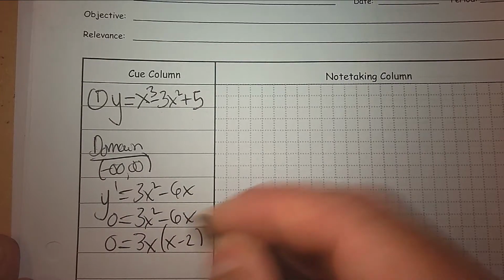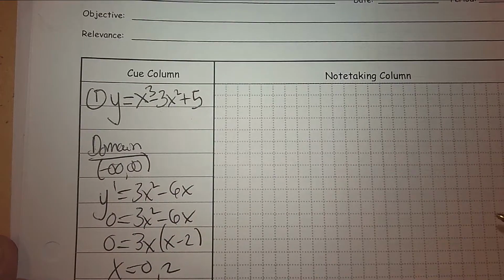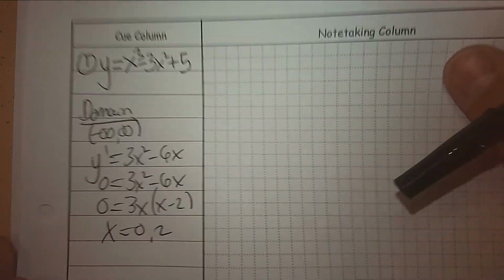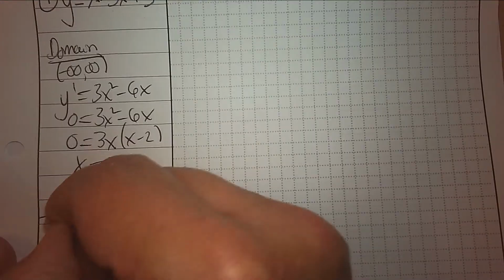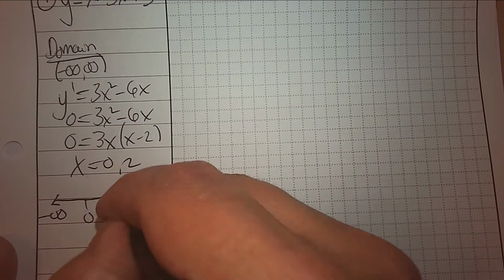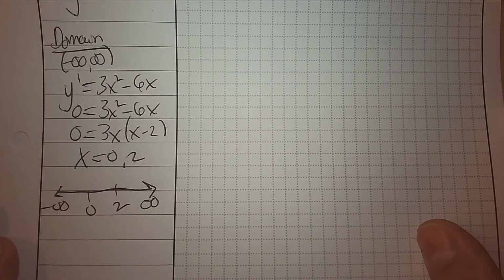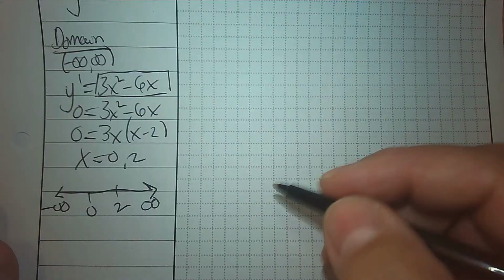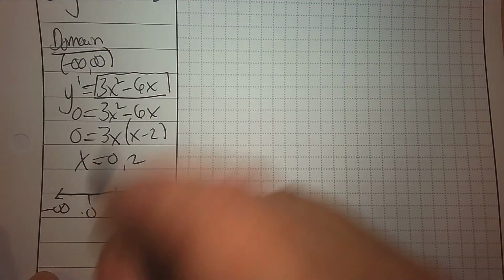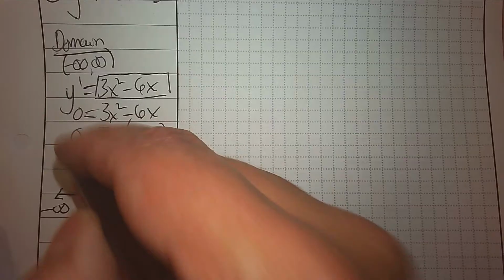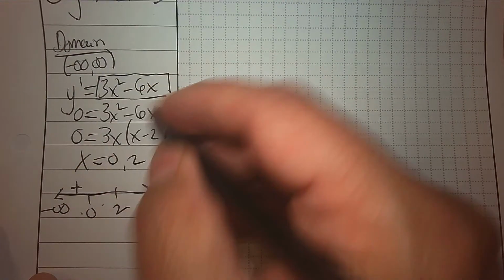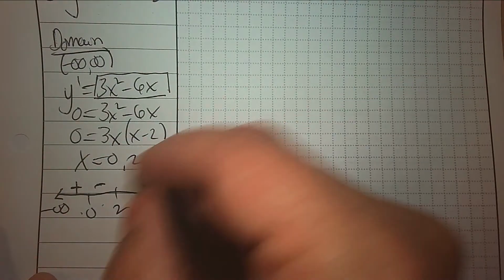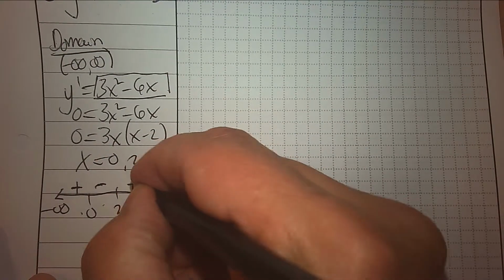And then when I solve it, the two critical numbers are at 0 and 2. So I'm going to draw a number line, and only 0 and 2 will be on the number line. And it's important to know that you go back to the derivative, not the function, to know the signs. So plug in any negative number, and the answer is going to be positive. Plug in positive 1, and the answer is going to be negative. And plug in any number bigger than 2, and the answer is positive.